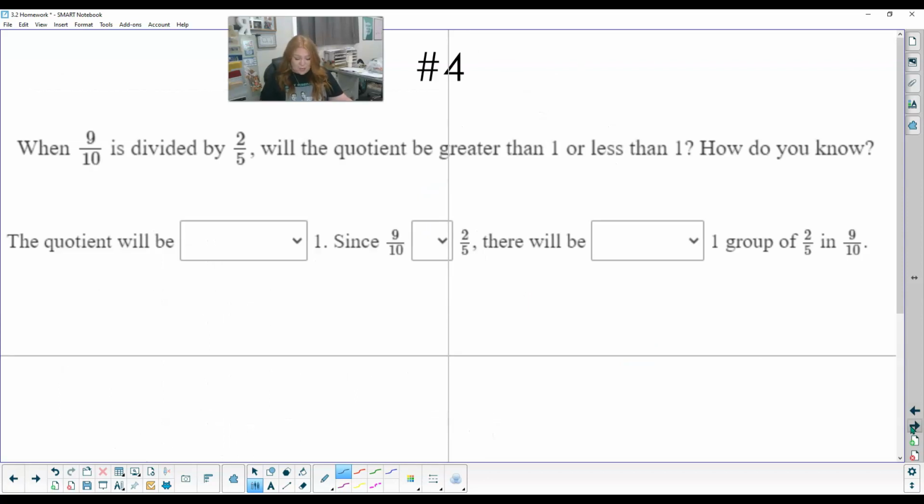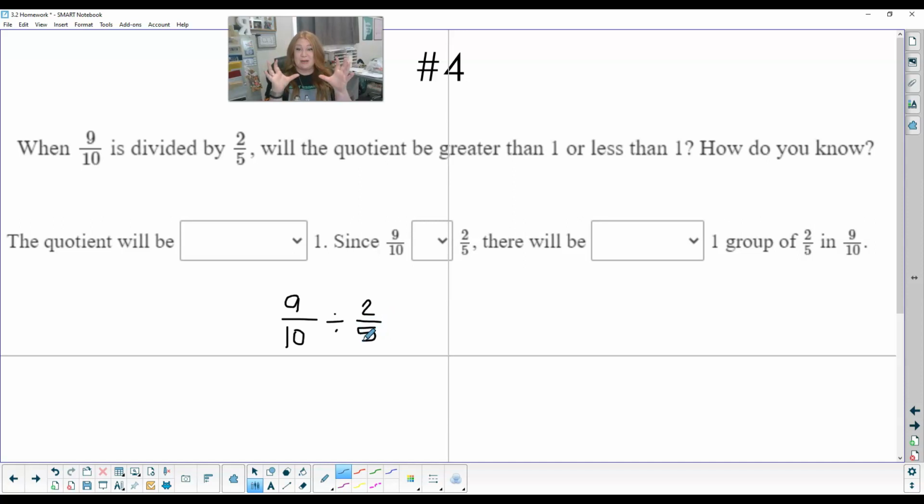Okay, number 4 tells us that when 9/10 is divided by 2/5, is the quotient going to be greater than or less than 1? How do we know this? So I am taking 9/10. That is almost a whole number. It's almost 1. And I'm dividing it by 2/5, which is less than 1/2.